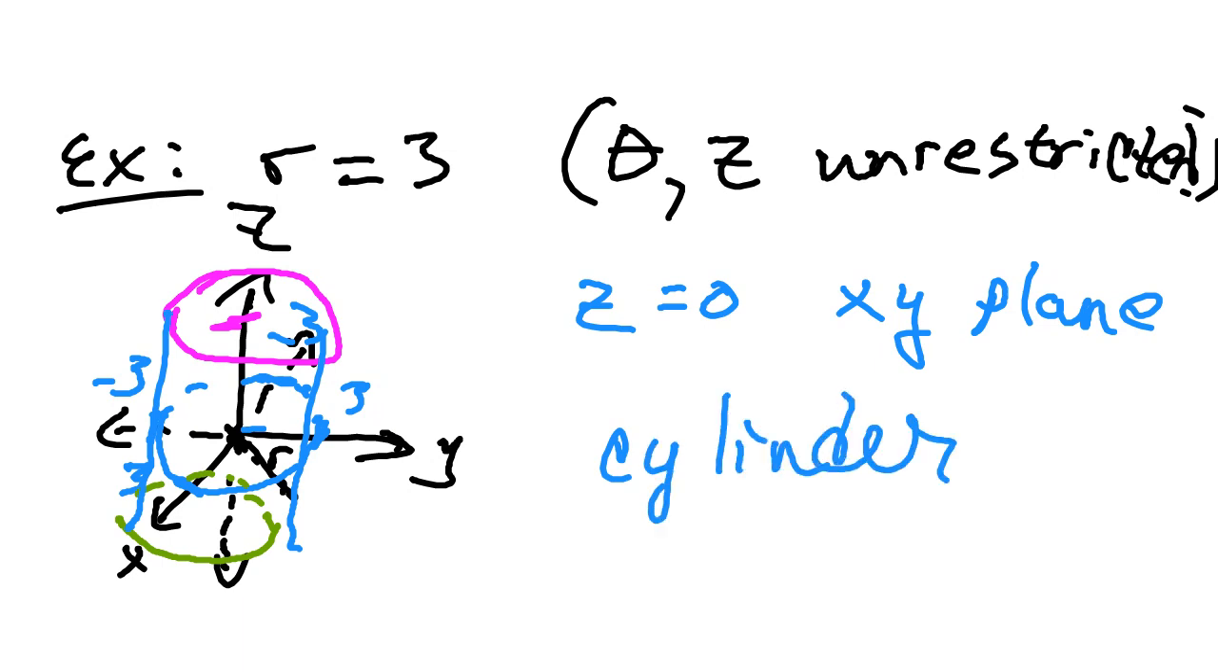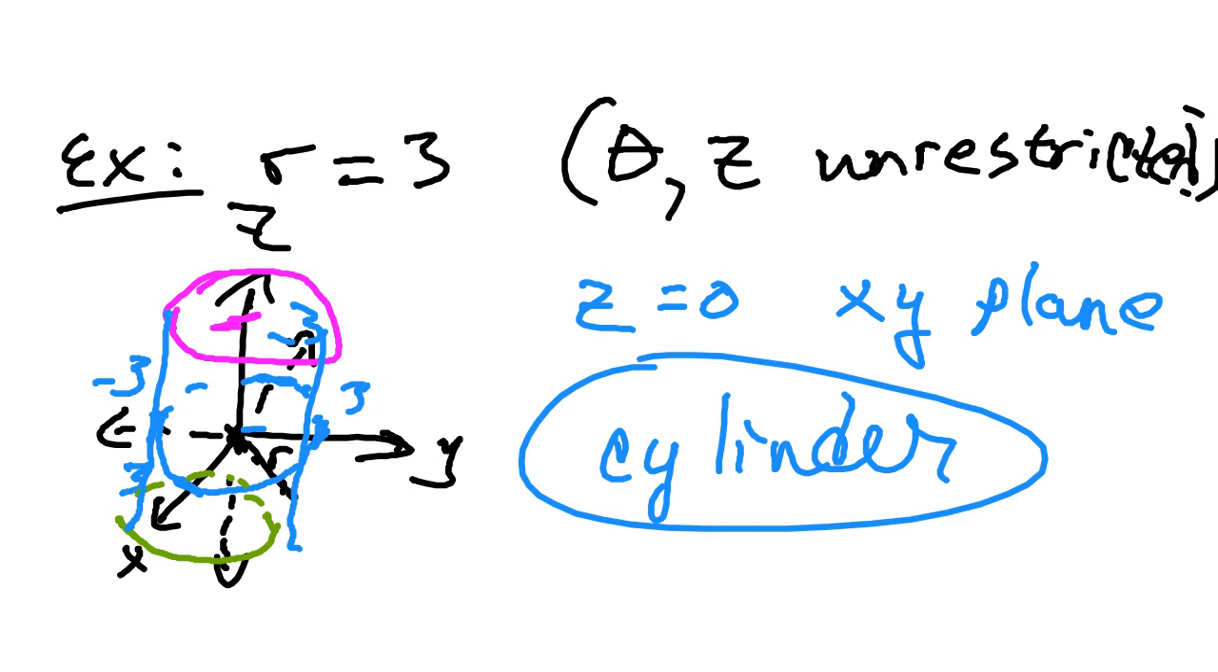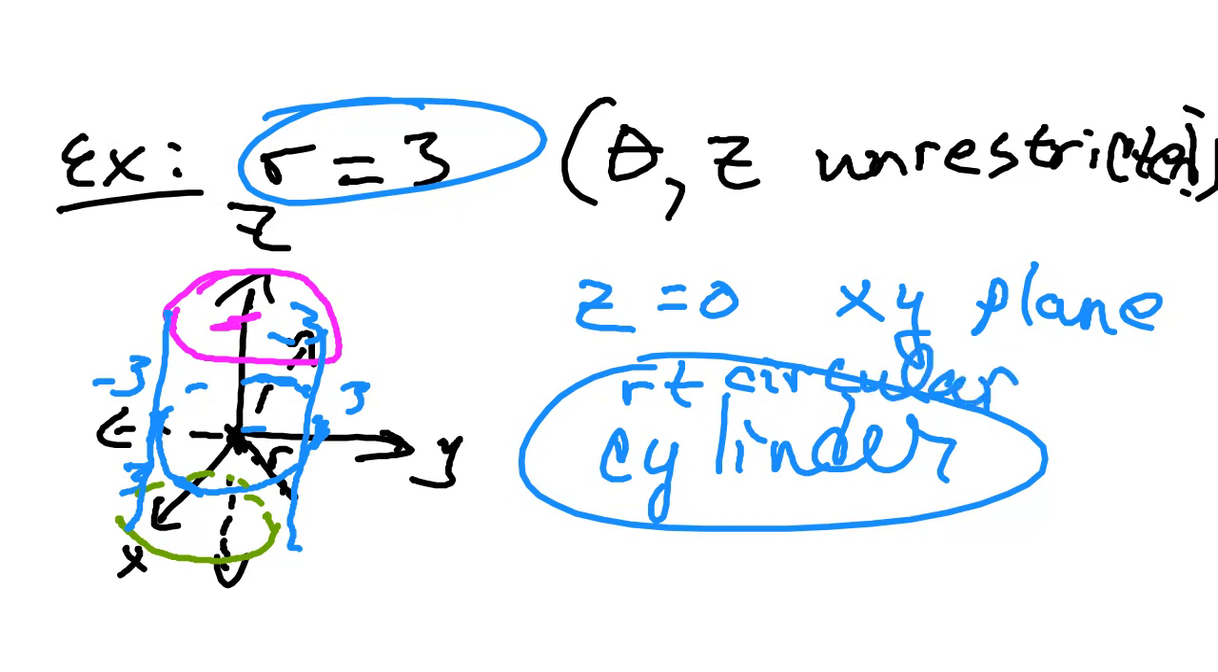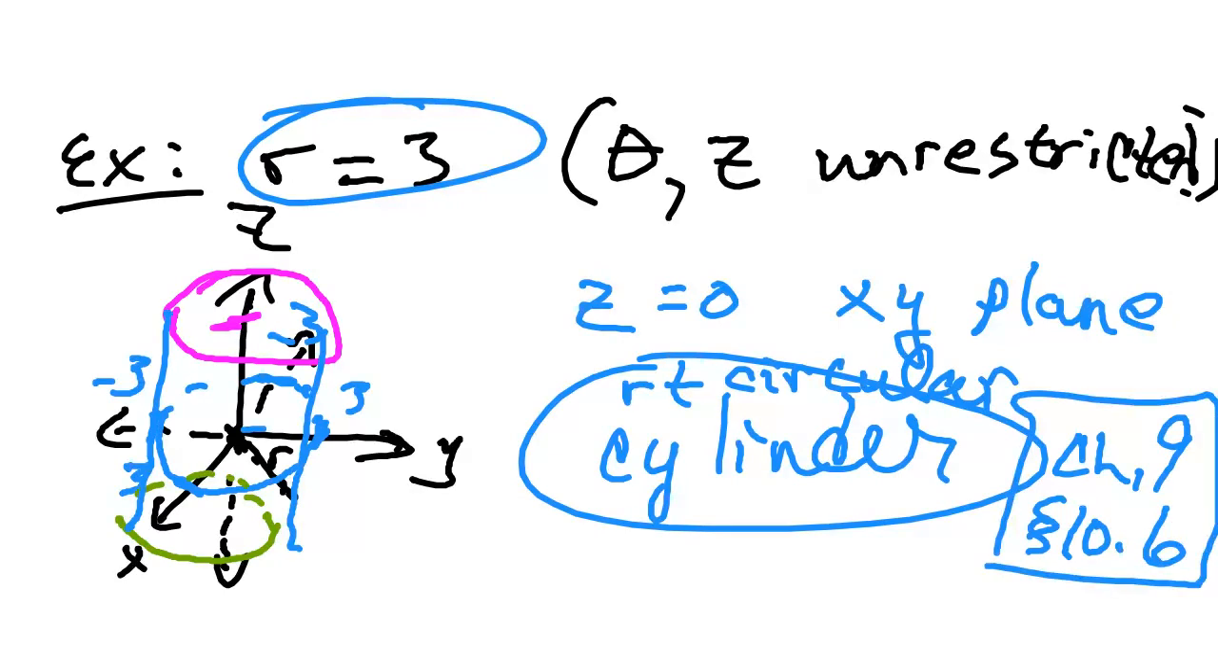And so the reason we call r, theta, z cylindrical coordinates is because r equals a constant is actually what type of cylinder is this? This is a right circular cylinder. And so back in chapter 9, I want you to reference chapter 9 and section 10.6, we talked about these different things, but especially in section 10.6, we were calling them cylindrical, what were we calling them?